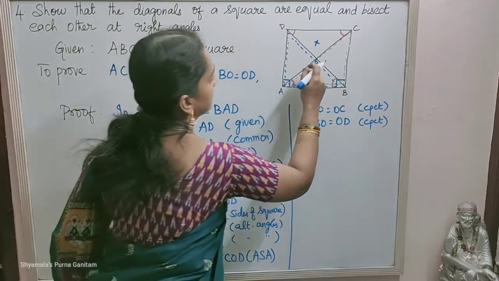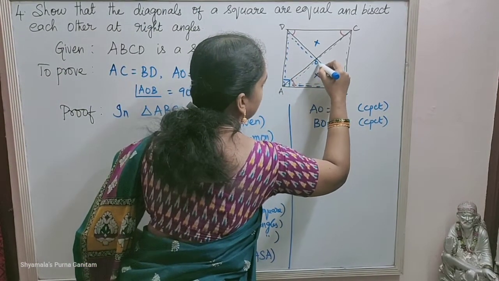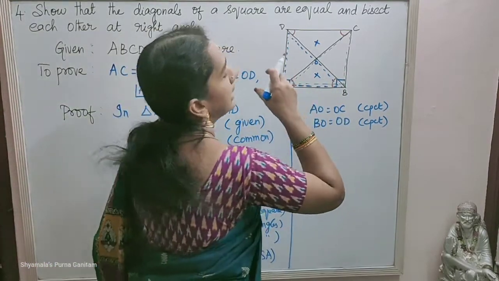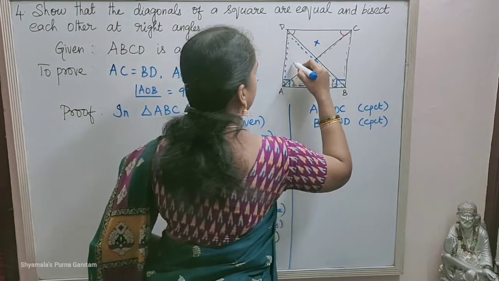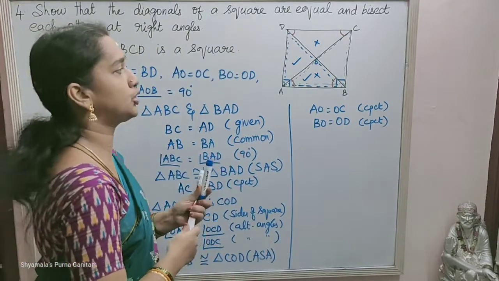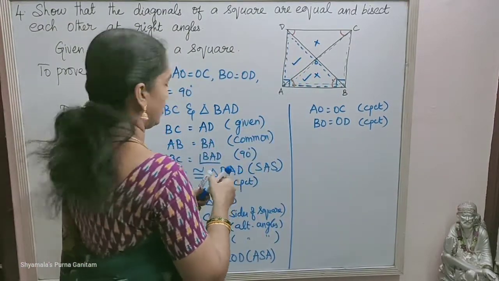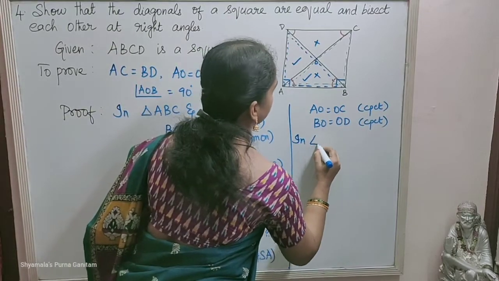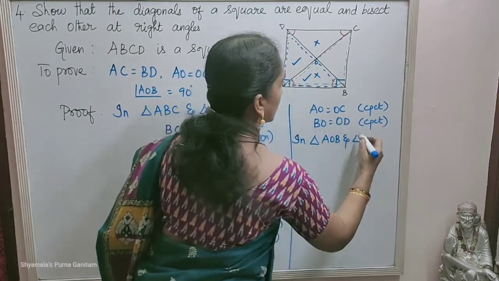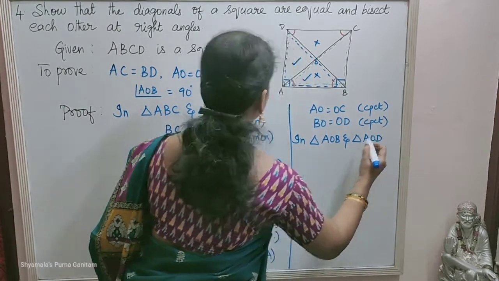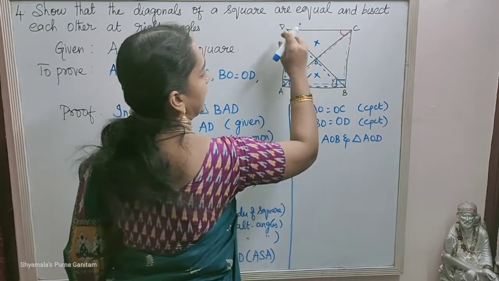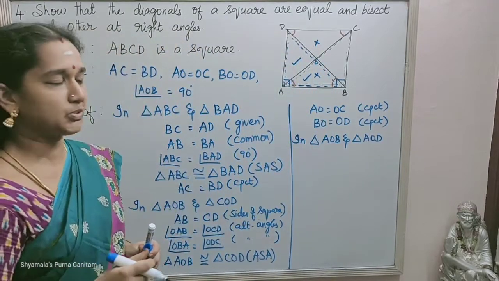For proving this, we need this angle. So for taking that angle, we will take triangles accordingly. We will take this triangle and this triangle. So in triangle AOB and triangle AOD, these two triangles we will take.